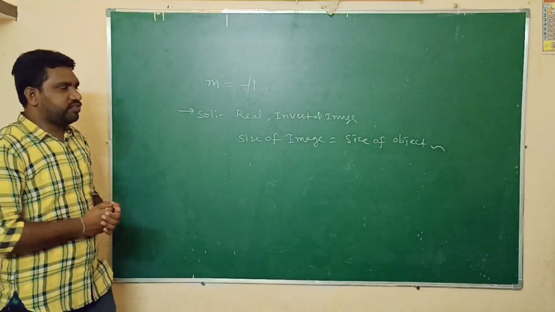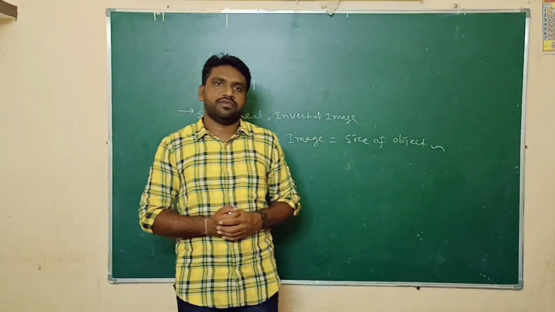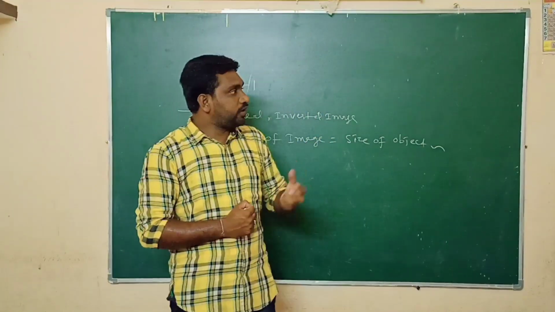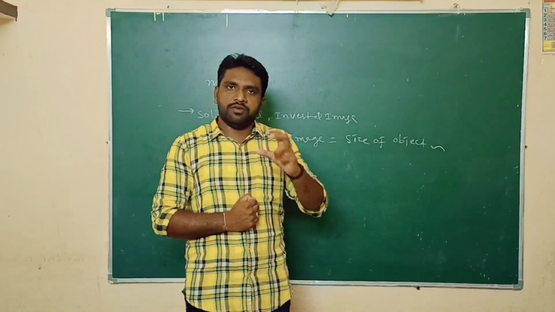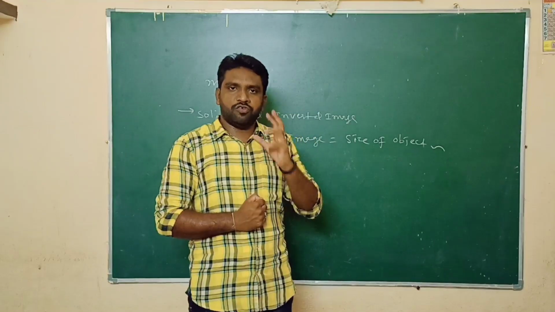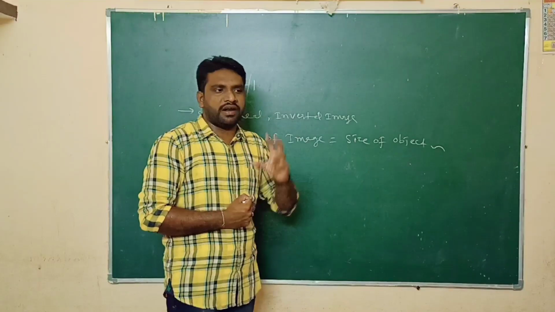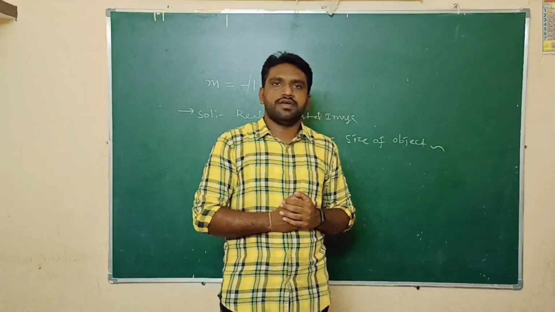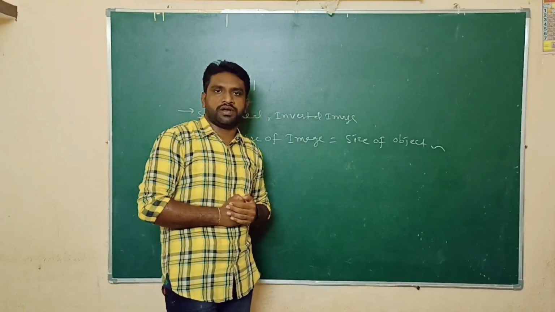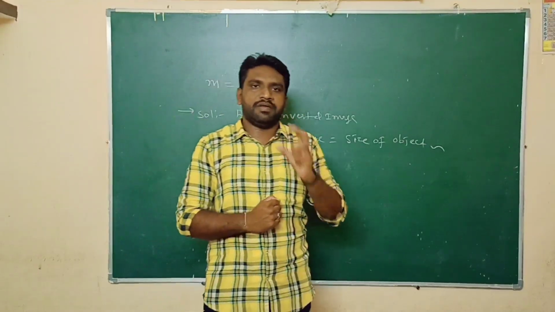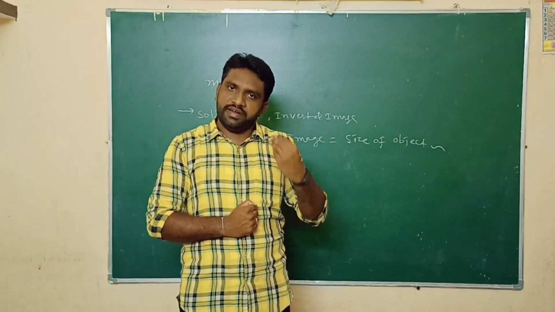And the next question is like this: how can we get a virtual image by using a concave mirror? I am repeating the question once again. How can we get a virtual image, not a real image, by using a concave mirror? Most probably everyone will think that a concave mirror only forms a real image. But except in one position, if we place the object between pole and focus in front of the concave mirror, it will form a virtual image.